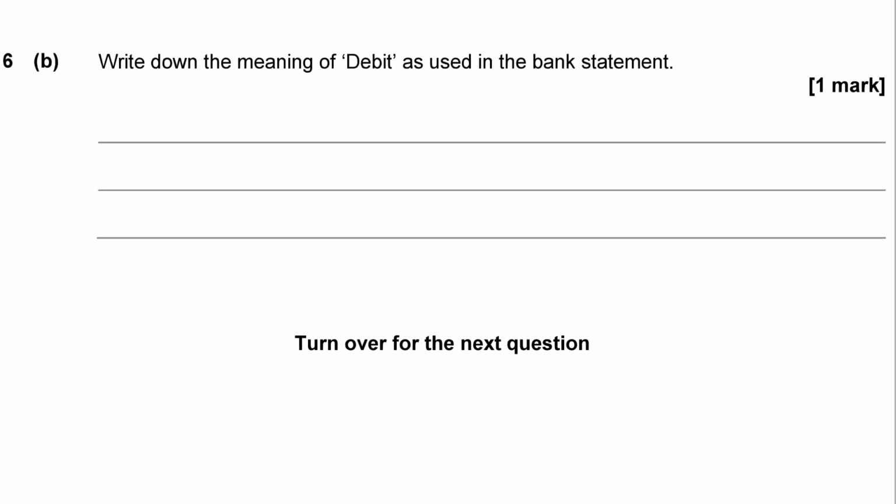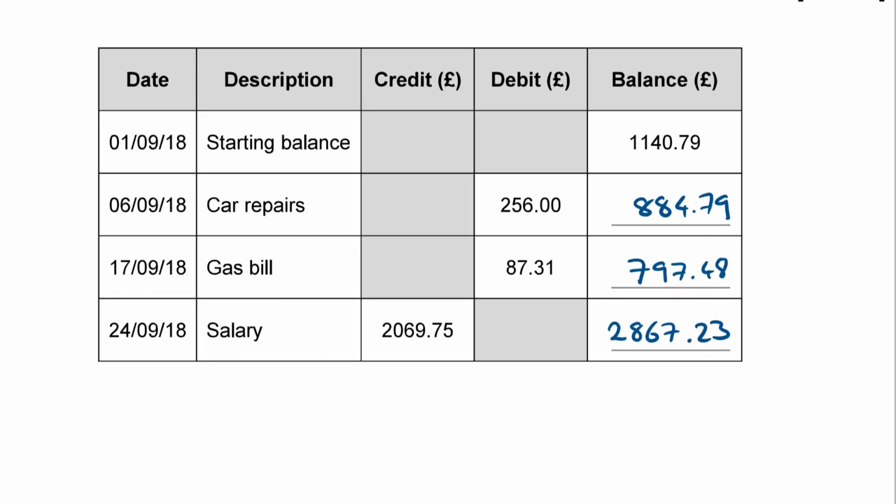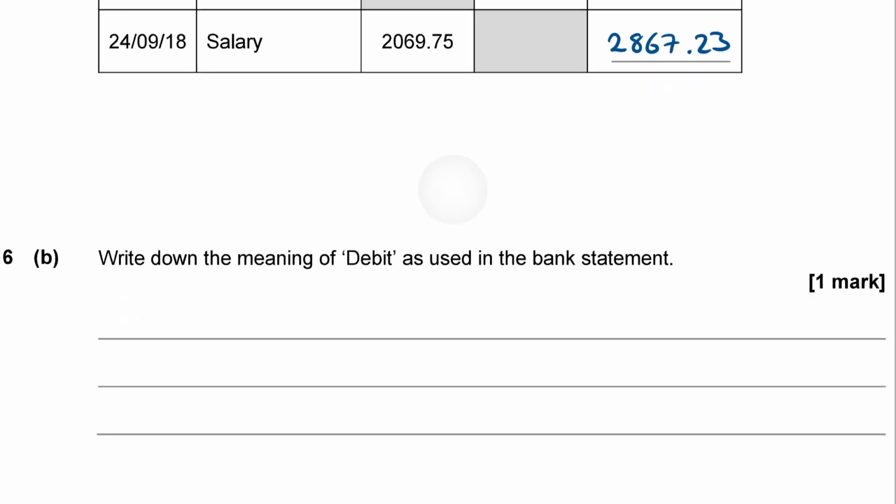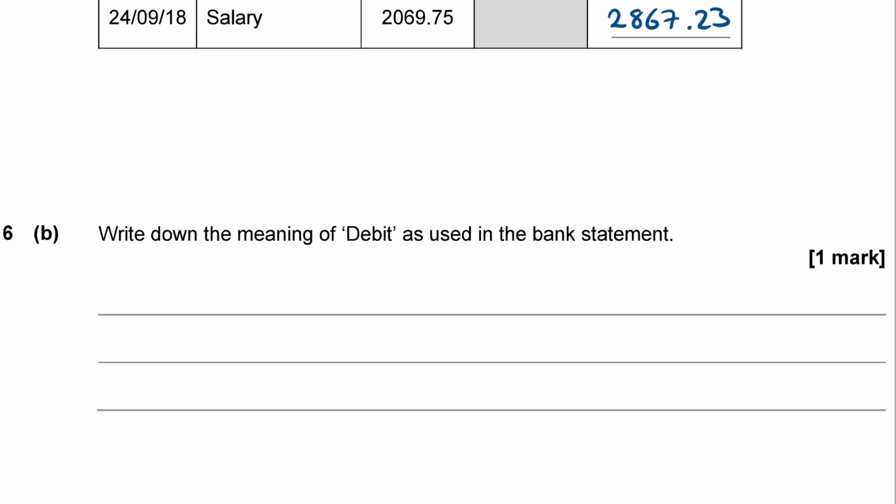Part B says, write down the meaning of debit as used in the bank statement. Okay, so debit here is a payment, isn't it? So we had to pay for car repairs, we had to pay for a gas bill. So it's a payment that is withdrawn from the account. Okay, so debit means a payment coming out of the account.